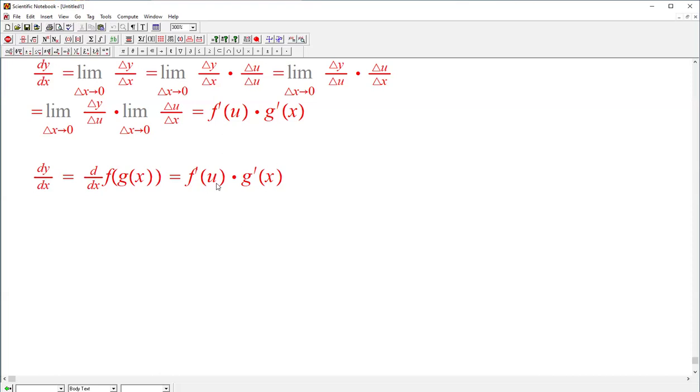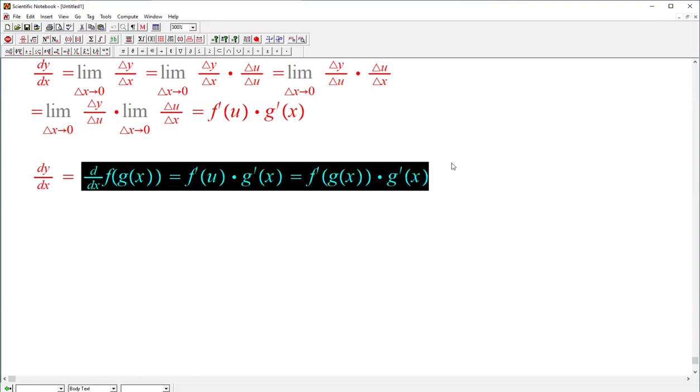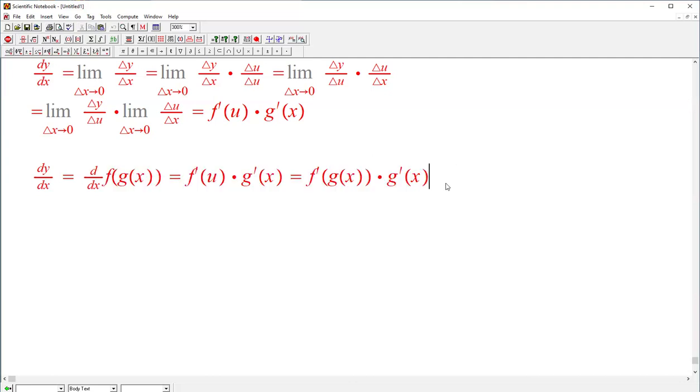And of course, in the end, you have to bring the u back where it is, right? u is g of x. So in application, this is going to be g of x. You substitute u back. So that's finished. So this is the proof, and that's the chain rule. Okay, so example.